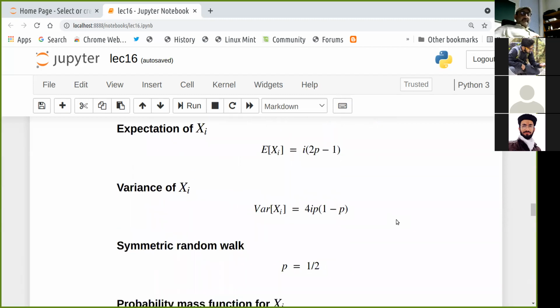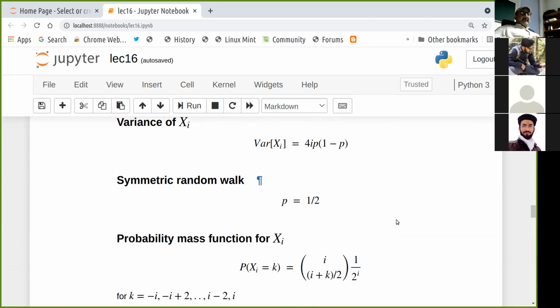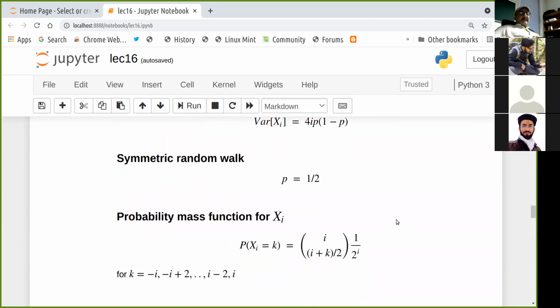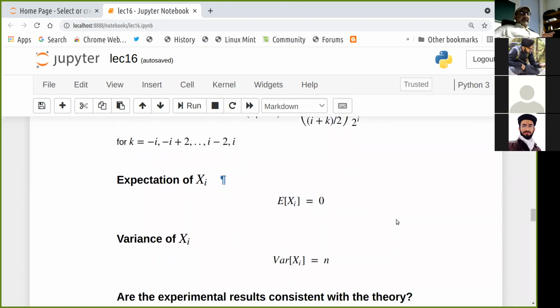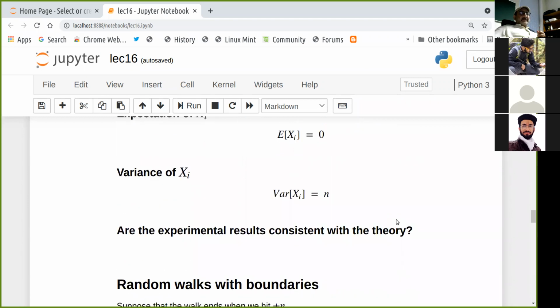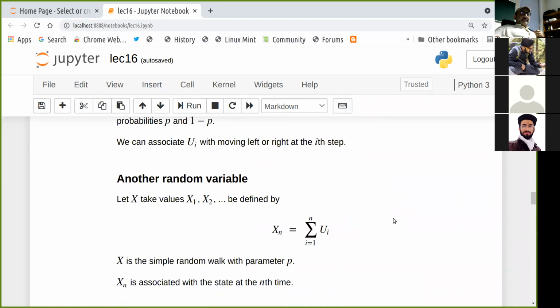The variance is 4ip times 1 minus p. If it's symmetric like we were considering, where there's an equal possibility of moving either to the left or to the right, then p is equal to 1/2. And then the formulas simplify somewhat. The expectation becomes 0, and the variance becomes n. All right, so if we go back to our results.